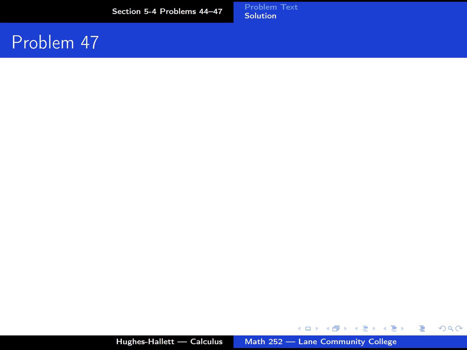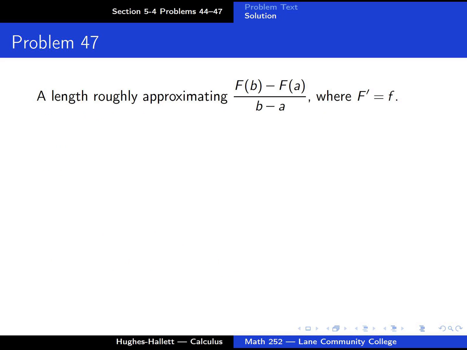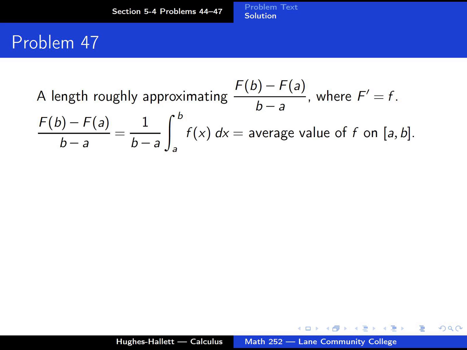So there's problem 46. Finally, for problem 47, we're supposed to find a length that roughly approximates this second difference quotient, capital F of b minus capital F of a over b minus a. We've just established that capital F of b minus capital F of a is the integral of little f from a to b. So I can replace the top of this fraction by the integral, as you can see in the math I've written here, and just leave the 1 over b minus a alone. You should recognize that as the formula for the average value of little f on the interval a, b.